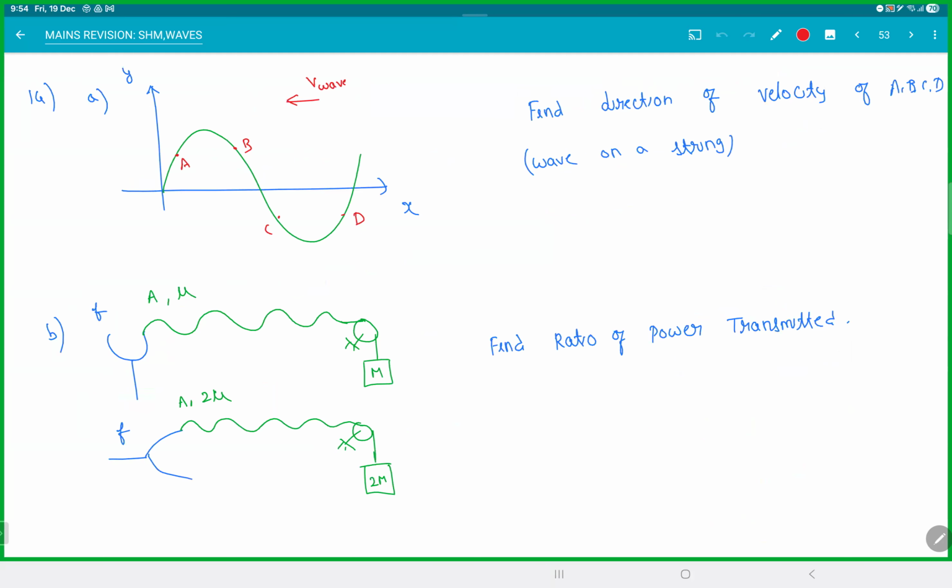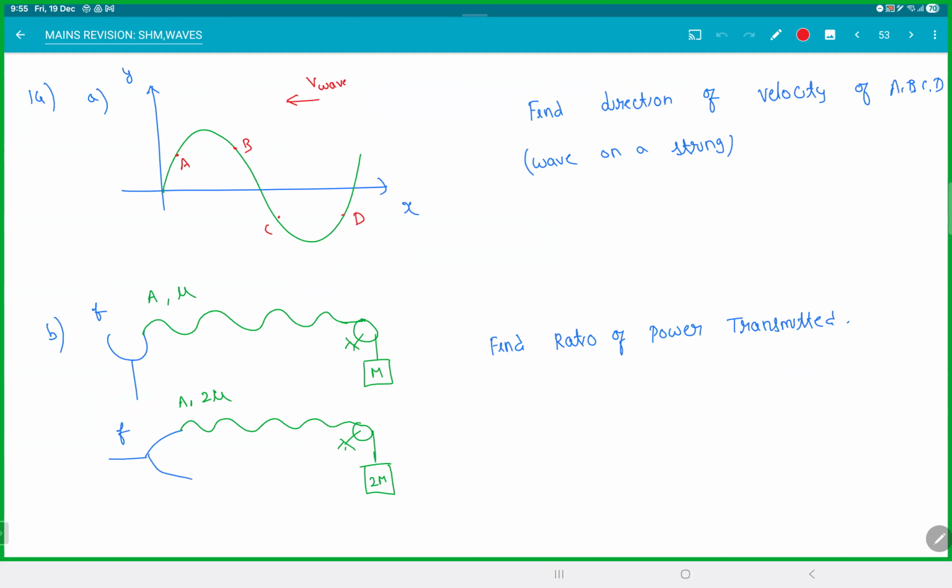Let's get these two. So that's a y-x graph. So that's a wave. It's a transverse wave on a string. Find the direction of velocities of A, B, C, D. So there are 4 points on a string and the wave is going to the left side. How are these 4 points going? Up, down, right, left. These are 4 options.